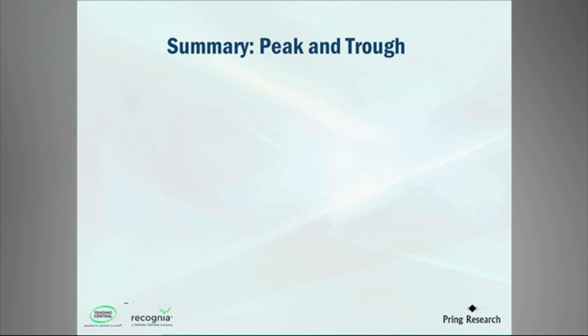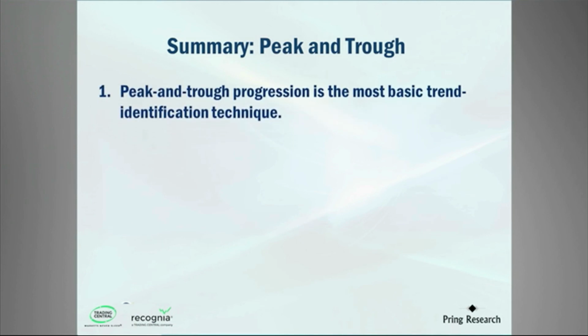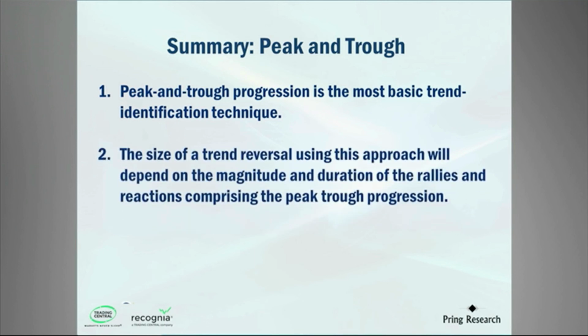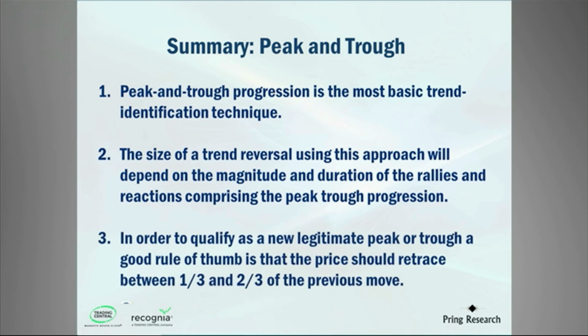Summary for peak and trough. 1. Peak and trough progression is the most basic trend identification technique and is a central building block for price pattern analysis and other techniques. 2. The size of a trend reversal using this approach will depend on the magnitude and duration of the rallies and reactions comprising the peak-trough progression. Reversals in short-term peaks and troughs signal intermediate reversals. Intermediate reversals signal primary trend changes, and so forth. 3. In order to qualify as a new legitimate peak or trough, a good rule of thumb is that the price should retrace between 1/3 and 2/3 of the previous advance.